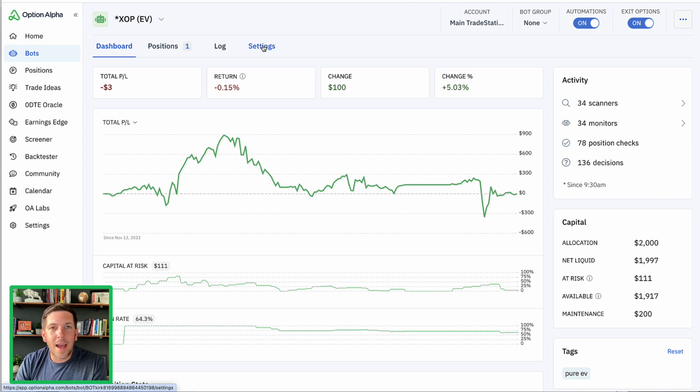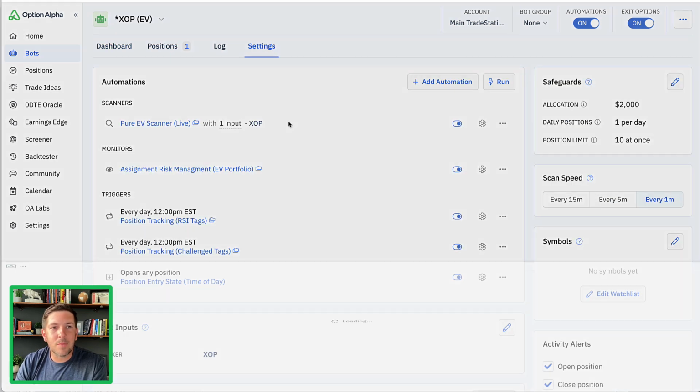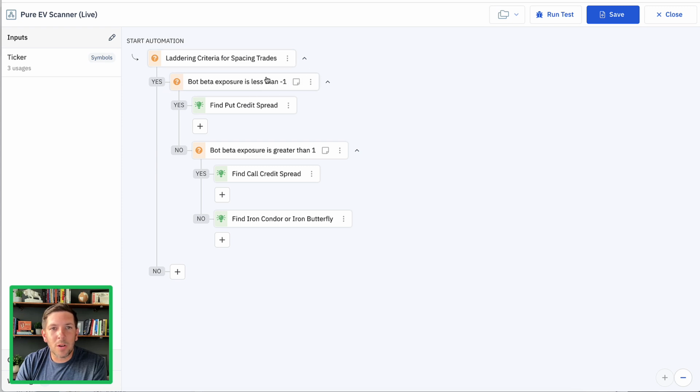But you look here at how I run this bot, and inside of my pure EV scanner, I'm going through a set of criteria that look at the beta exposure of the bot. So does it have too many bearish positions? Does it have too many bullish positions? And if it does, it basically self-corrects as it goes.